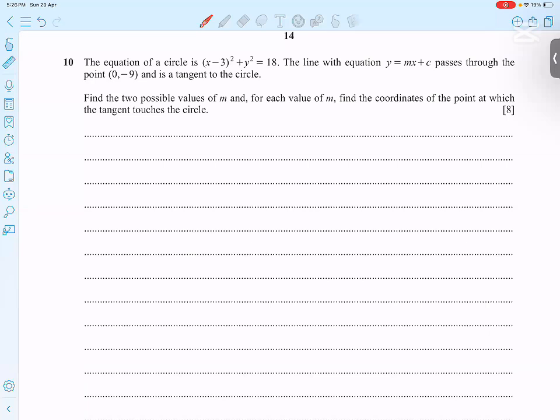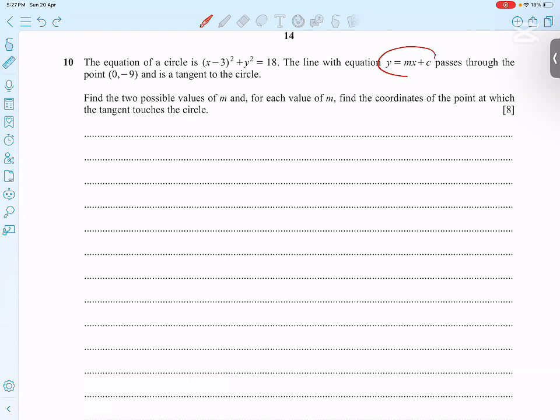Question number 10 we have, students. So what is question number 10? We are given a circle and the line passes through this point and is a tangent to the circle. Okay, this is done. Now further, if you look carefully, he said that we need to find two possible values of m first of all, and for each m we need to find the coordinates of the point where it touches the circle.